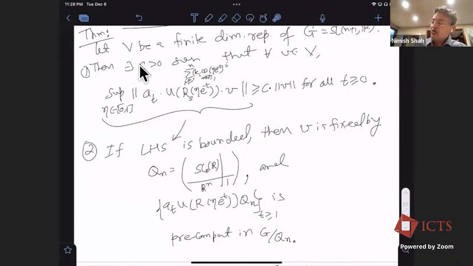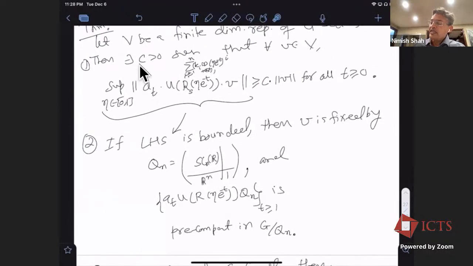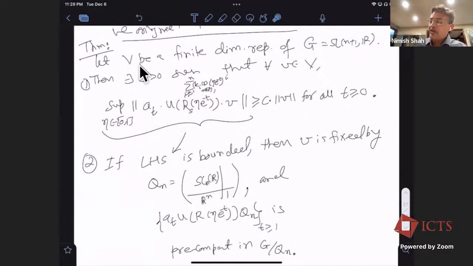So all we want to say is that you take a vector v, apply your curve, translate by a_t, and take the sup over all eta in 0 to 1. Then this curve in the vector space translated by a_t is bigger than or equal to C times the norm of v for all large t. This is all you want to prove, and we actually prove this. That is the main part of the whole game.